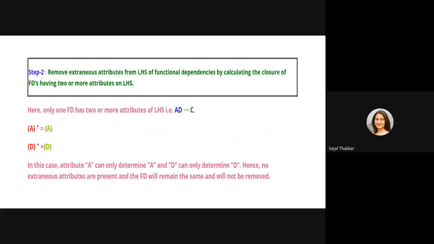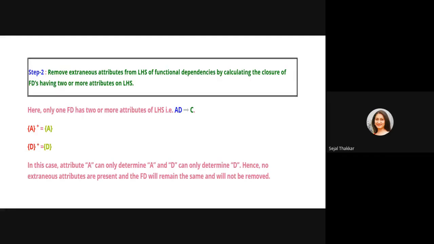Now step 2 is to remove an extraneous attribute from the left hand side of a functional dependency by calculating the closure, for FDs having two or more attributes on the left hand side. Whatever has more than one attribute on the left hand side can be checked for extraneous attributes. If there is a single attribute, there is no need to consider it as extraneous. A whole dependency can be extraneous, but a single attribute we cannot consider extraneous.